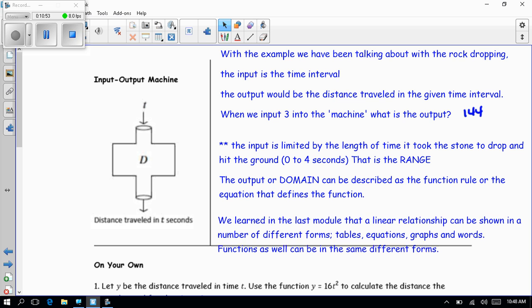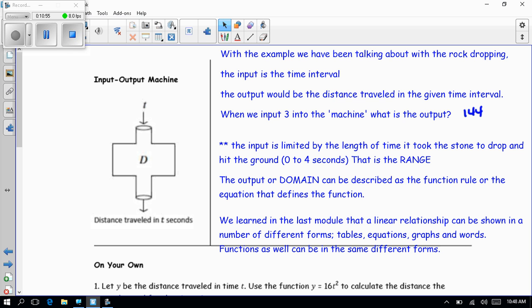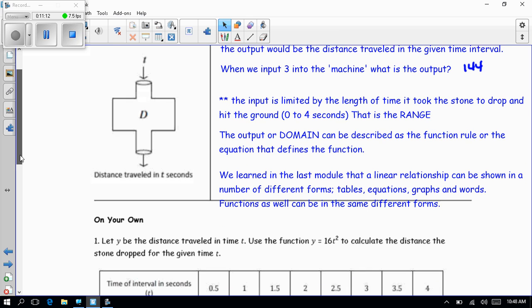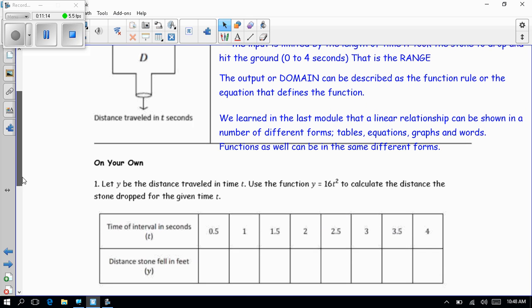We learned in the last module that linear relationships can be shown in different forms, like tables, equations, graphs, and words. Functions are going to be the same. They can also come in those different forms. So we've already seen a table. We're going to see graphs. We're going to see equations. In fact, that's what's coming next.